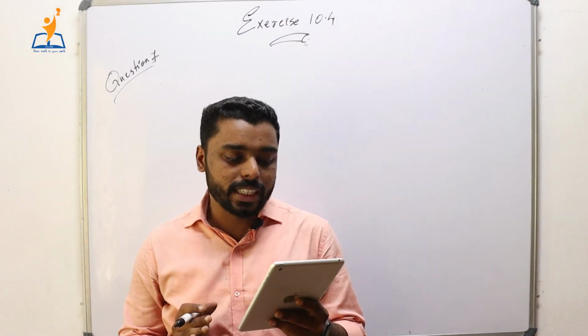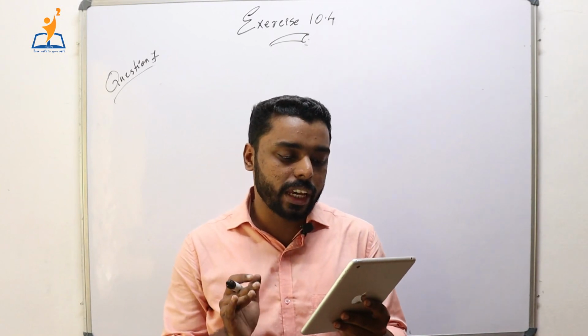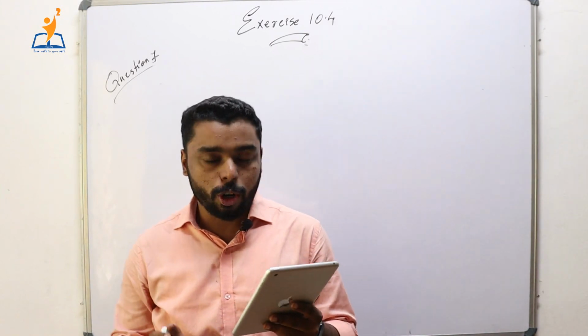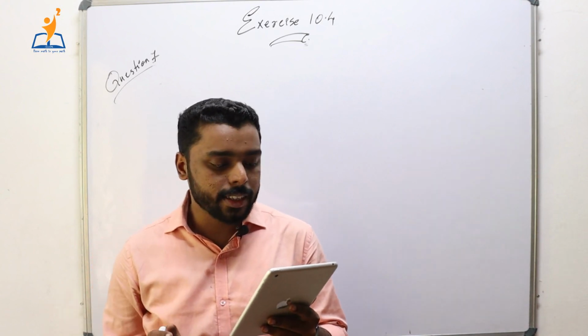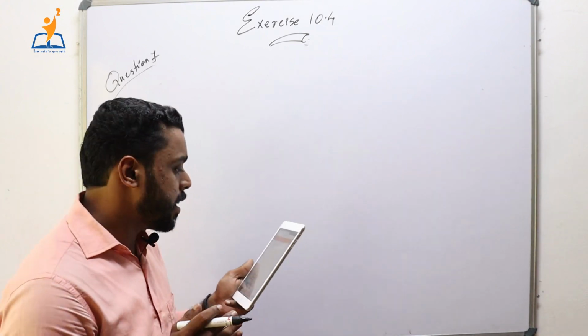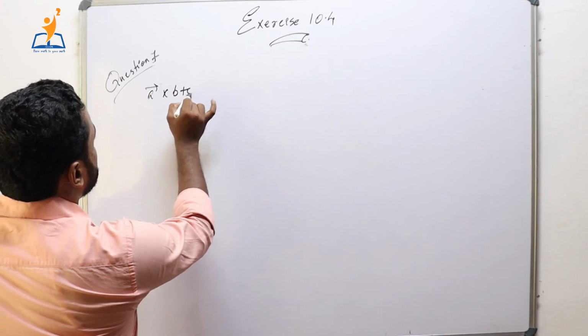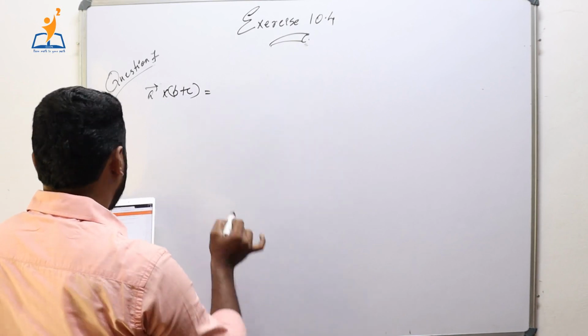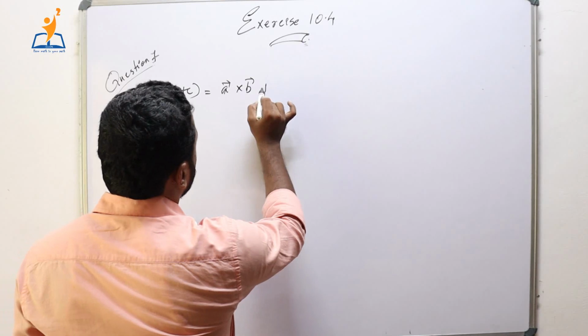So, question number 7 is: if A is equal to A1 i cap plus A2 j cap plus A3 k cap, B is equal to B1 i cap plus B2 j cap plus B3 k cap, and C is just like that, then you have to show that A cross (B plus C) is equal to A cross B, this is the distributive property, plus A cross C.